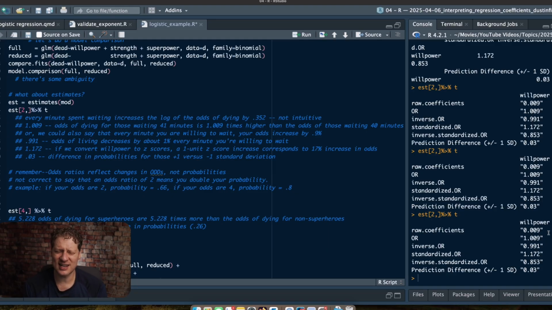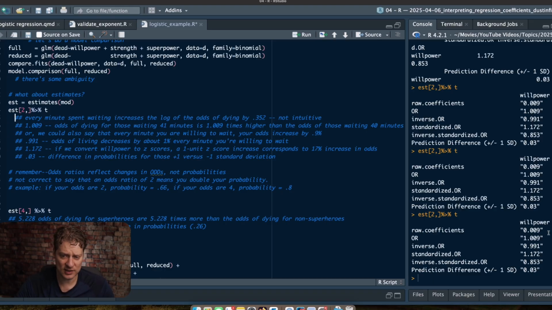Now, chances are you're like, WTF, dude, I don't get it. And I don't either. So good job, you are in good company. I do not have an intuition for the scale of log of odds. I'm not mathematically savvy enough to be able to look at that 0.009 and know exactly what it means. So that first one isn't all that helpful.